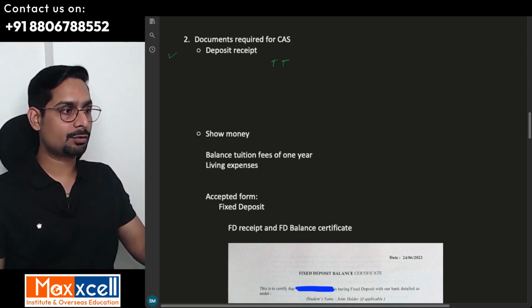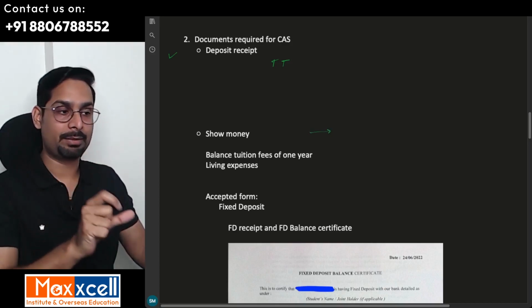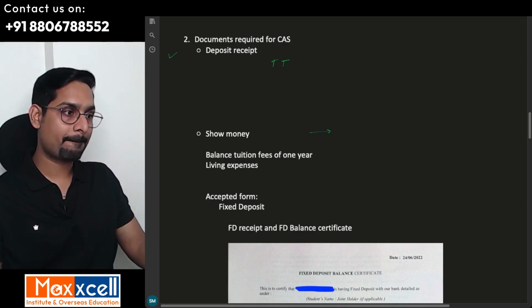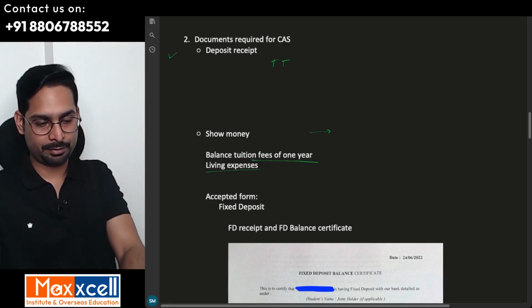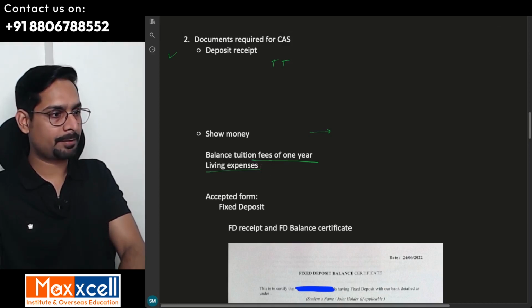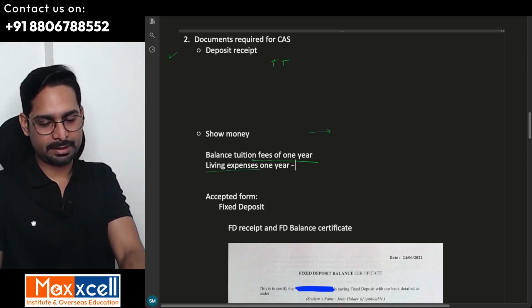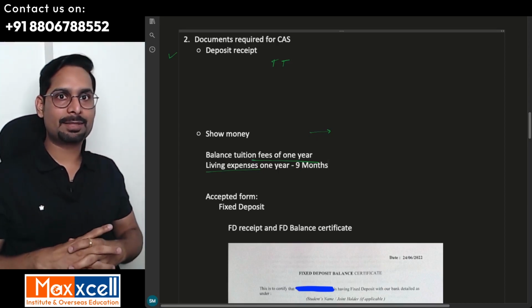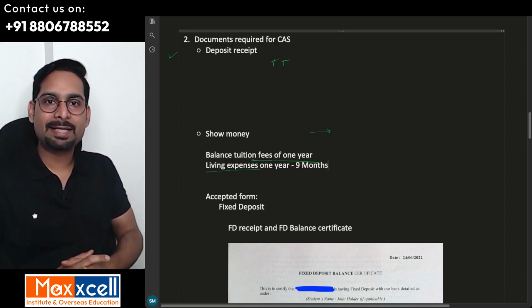Second is show money. Show money is the money which you have to show to satisfy your financial requirement. Your financial requirement is that you need to have the balance tuition fee of 1 year and living expenses of 1 year. Usually they consider 9 months. In UK they consider only 9 months because they assume that for 3 months you are going to be on vacation, so you might not be in the country.